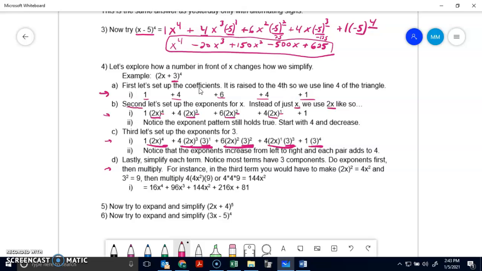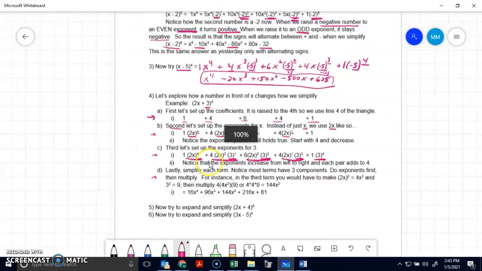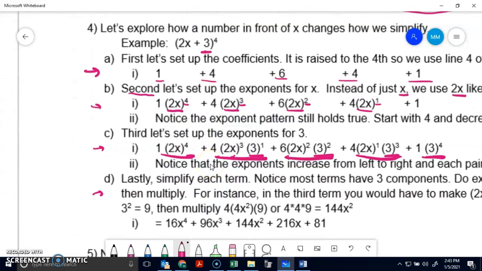But the key for simplifying is that now I have 3 parts to each one. So I'm just going to focus on one term. Let's focus in on this term here. Notice there are now 3 different numbers that we're combining. I have a 6. I have 2, but that's in parentheses being squared, so I have to do 2 squared, which is 4. And then I also have a 3 being squared, which is 9. So I would do the exponents first, 2 squared and 3 squared, and then I would multiply these 3 numbers together, and that gives me 144.